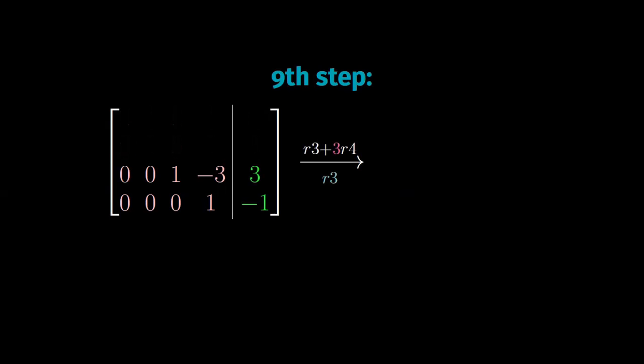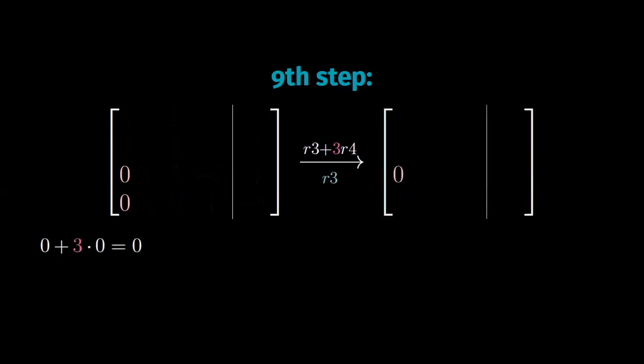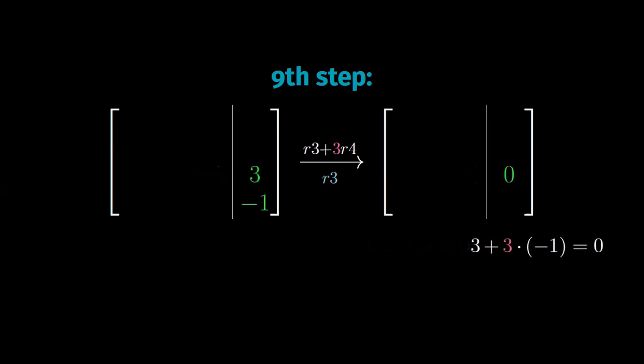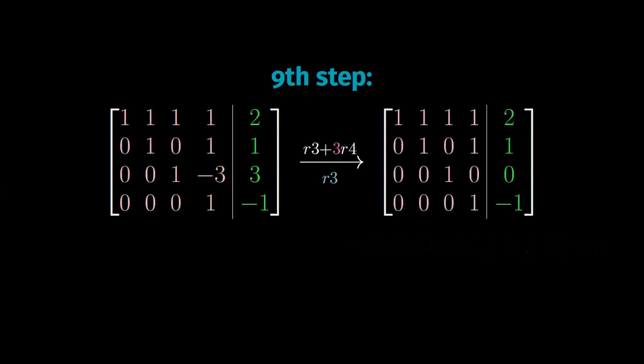In order to obtain this, we are making the following operation. Row 3 plus 3 times the fourth row. And we are going to write the result in the third row. So we obtain 0 plus 0 is equal to 0. 0 plus 0 again is equal to 0. 1 plus 3 times 0 is equal to 1. Minus 3 plus 3 times 1 is equal to 0. And finally, 3 plus 3 times minus 1 is equal to 0. And this is the final result that we obtain.